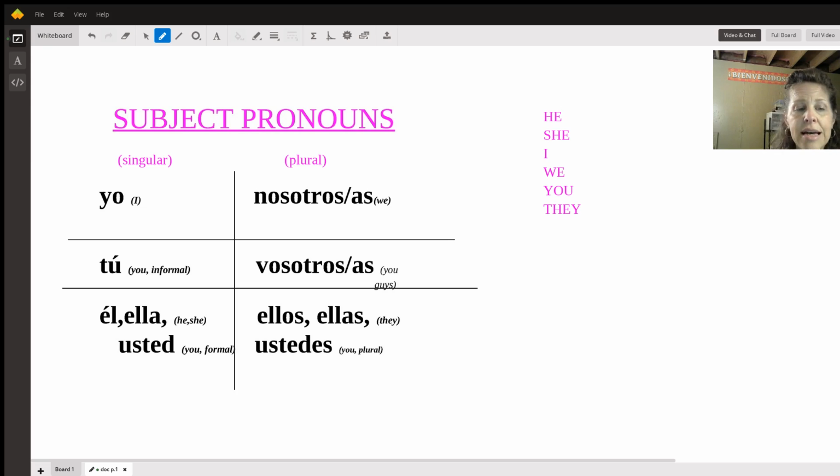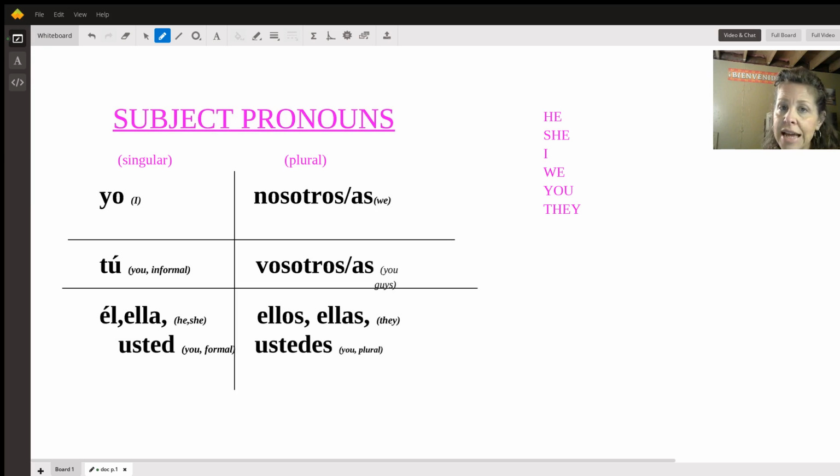Now, let's go back up to yo. So we have I, we, yo, nosotros. Or if that group of we is all girls, nosotras. So myself as a female, I get to be a part of nosotras as long as I'm talking about myself and at least one other girl. Now, tú is you. Now, vosotros is more than one you if I'm talking to my friends and I happen to live in Spain.